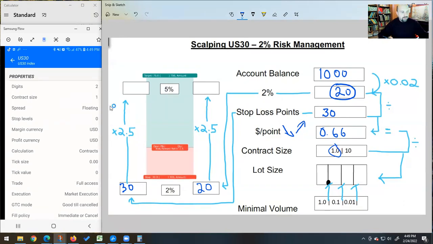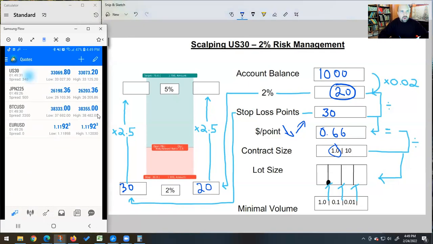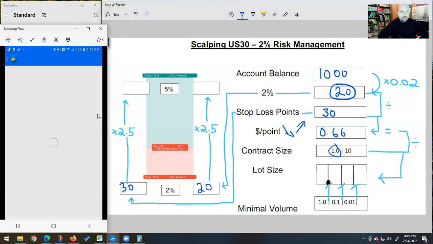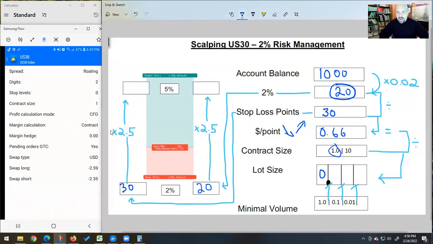Okay, so let's go back to the phones, folks. I go here, click on US30, symbol properties. And there it is, contract size is 1 as well. That's for my broker, by the way. Don't use my broker's contract size for yours. Look up yours. So what do we do here now? We have the math right here on the side: 66 cents divided by 1. That one you can do in your head, or you can still use a calculator if you want. So that is 66 cents.